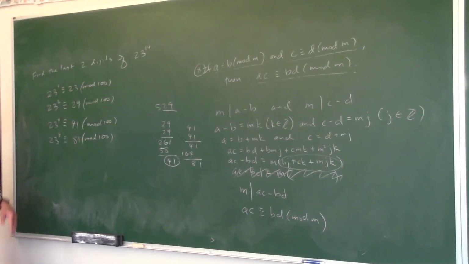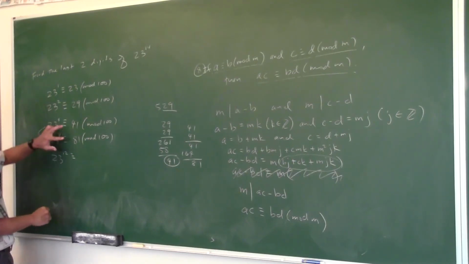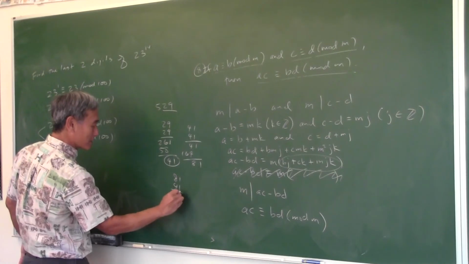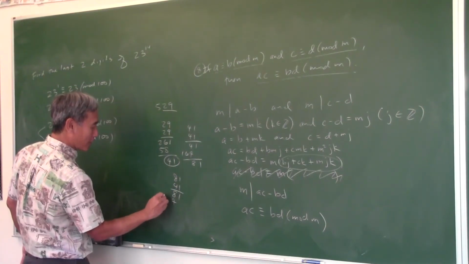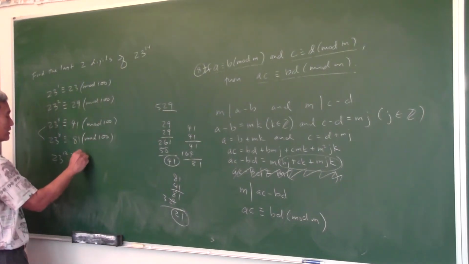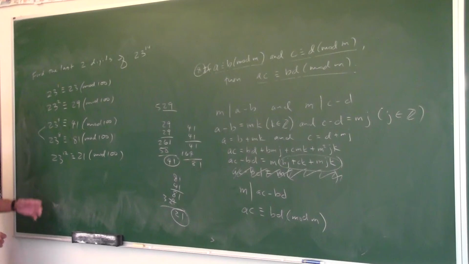Now, we have to get up to 23 to the 14th power. Well, what happens if you multiply these two? You get 23 to the 12th power is congruent to, and then you multiply these two. 81 times 41 is 3,321. Those are the last two digits: 21 mod 100. Now we need the 14th power.